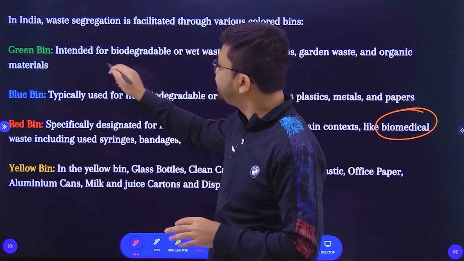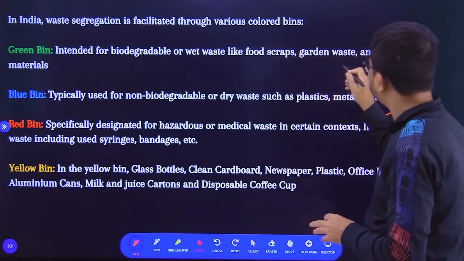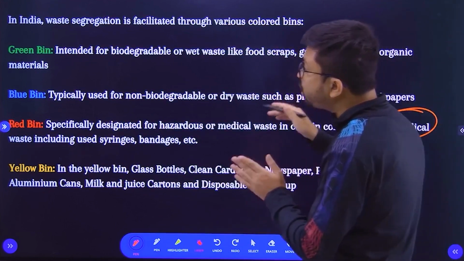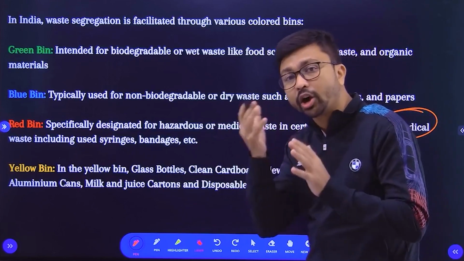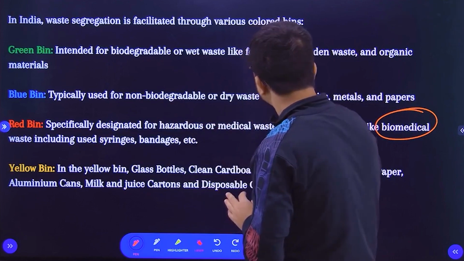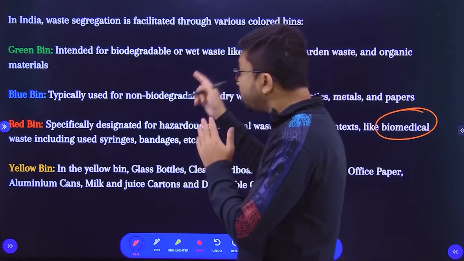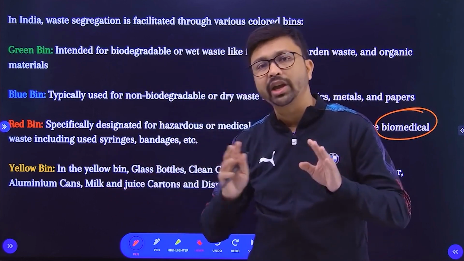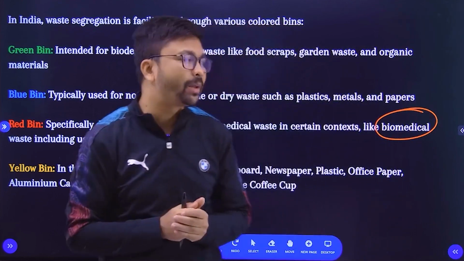Like here you can see, if the biodegradable waste materials like food scraps, garden waste or organic waste are collected separately, they can be used for making compost. But if they are mixed with non-biodegradable waste like dry waste, plastic and metals, then both things cannot be used together for any purpose. So segregation is very important.